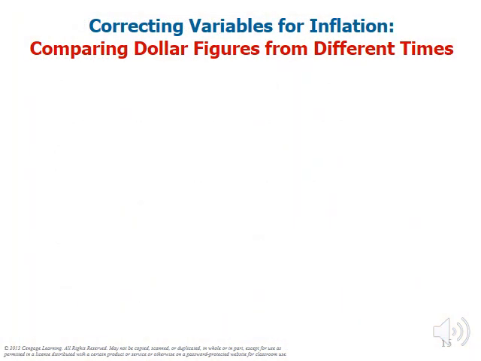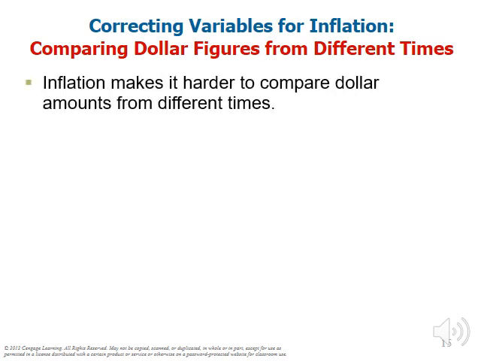In correcting variables for inflation, we can compare dollar figures from different times. In essence, what we're doing here is going from nominal variables to real variables. Remember, we can only make meaningful comparisons about real variables through time. For this reason, nominal variables have to be adjusted for inflation. Inflation makes it harder to compare dollar amounts at different times.